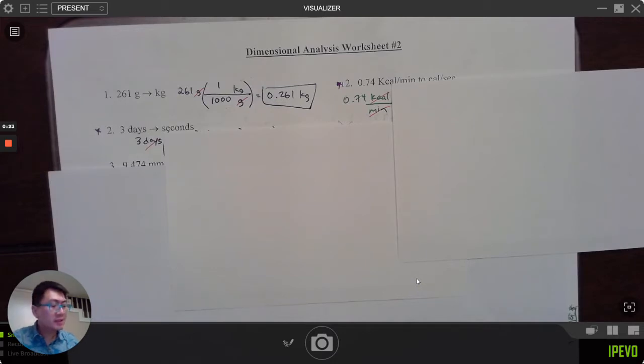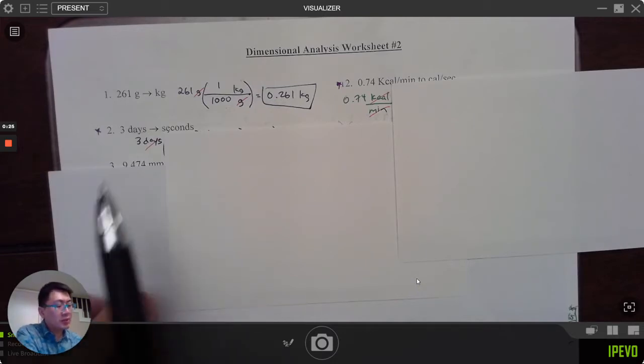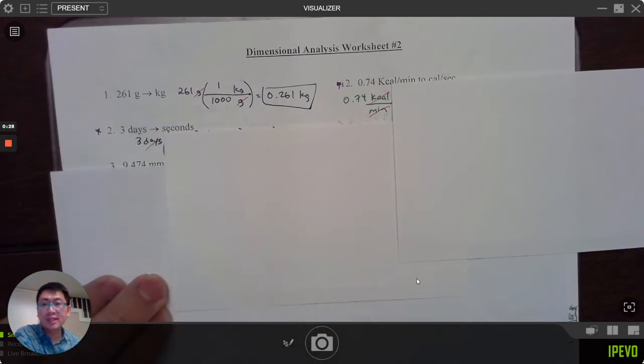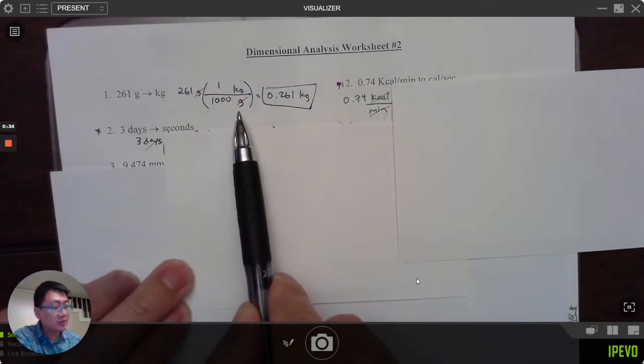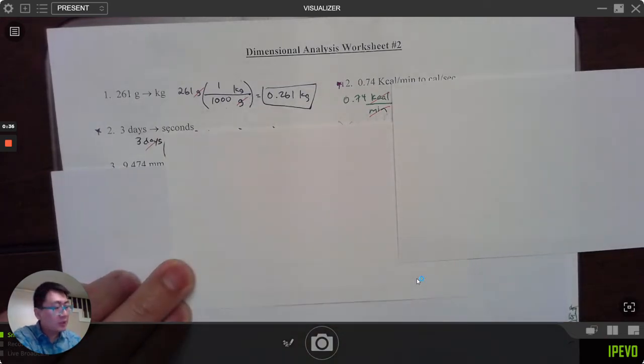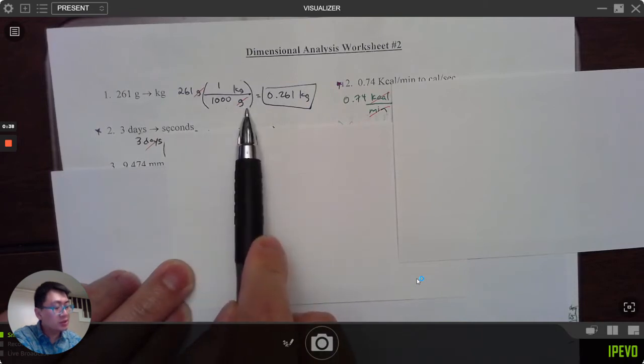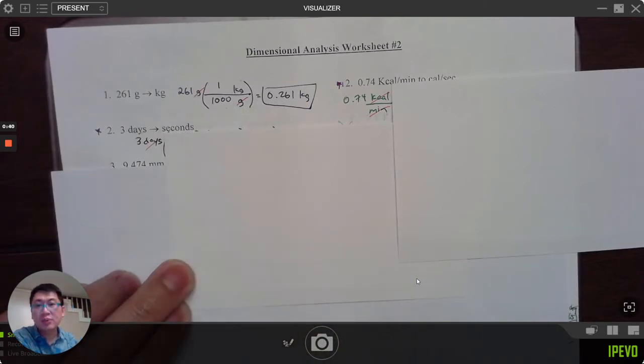So as you can see, question number one says convert 261 grams into kilograms. This is an easy one. Converting grams to kilograms, you know the conversion factors. There's 1,000 grams in 1 kilogram. Grams in the denominator, grams and grams cancel. So 261 divided by 1,000 is 0.261 kilograms.